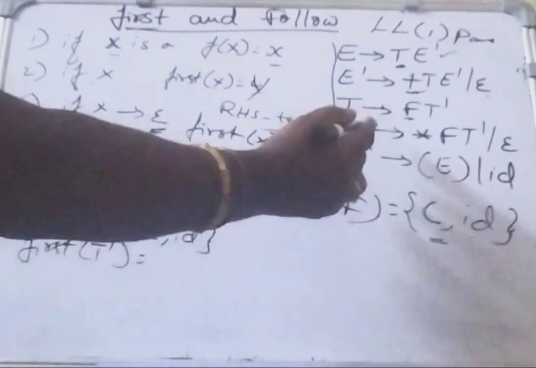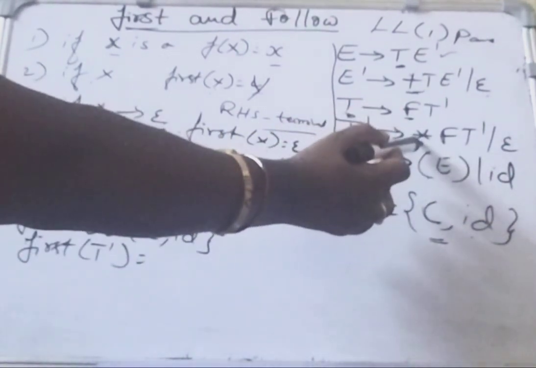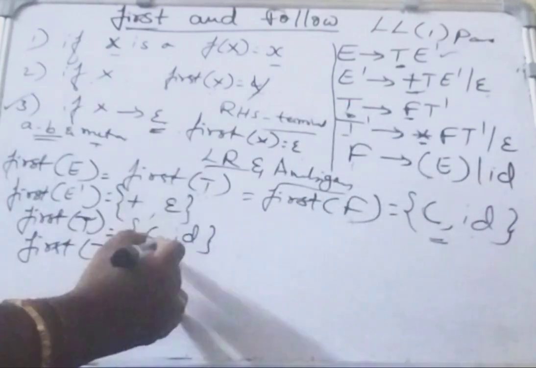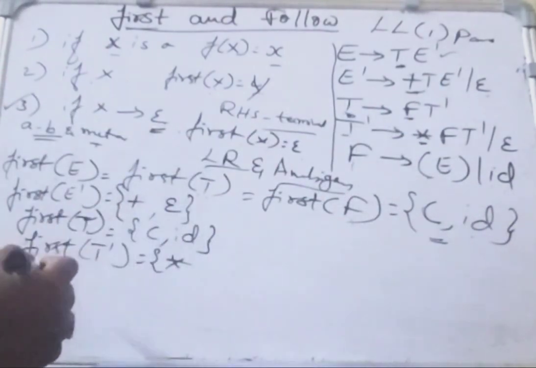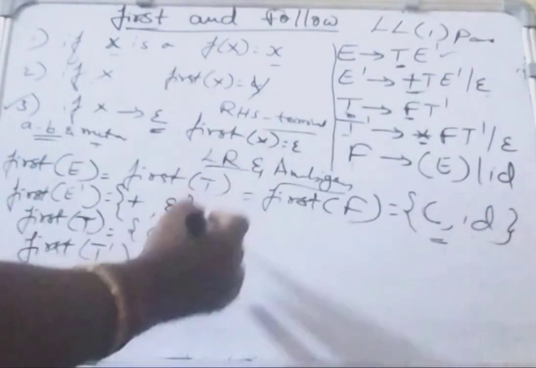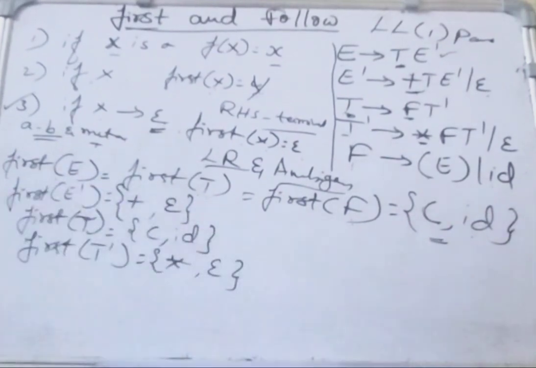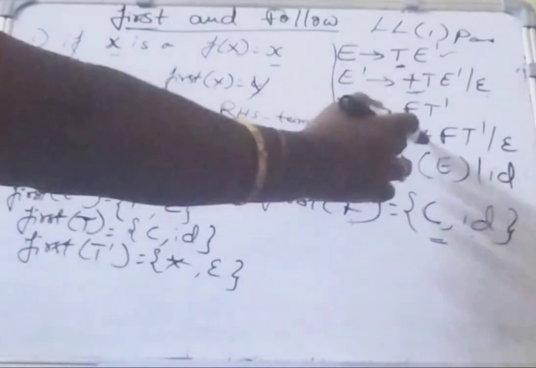So first of T dash. See the first symbol at the right hand side. Here we have a meta character star. So the first symbol here is star at the right hand side. Then next what you have? Epsilon. So two productions it has. So two symbols we get.